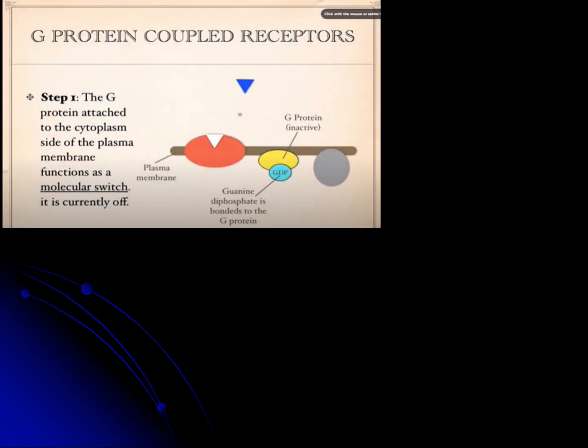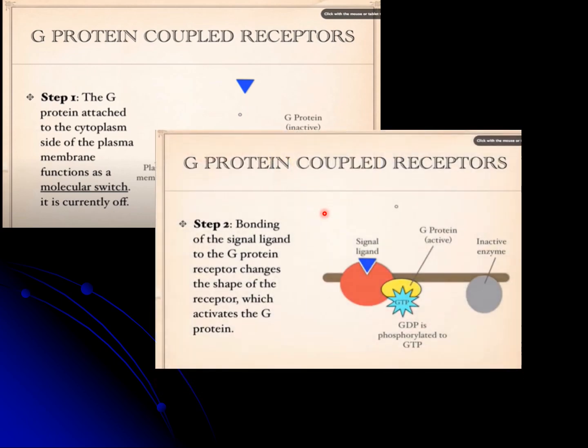So let's have a look at the G protein coupled receptor. How do they act in a more detailed manner? As you can see, the G protein is inactive initially when there is no binding of the ligand to the receptor. Or we can say the switch is off. In the second step, when the drug or the ligand binds to the receptor, the G protein becomes active and the GDP is exchanged for GTP.